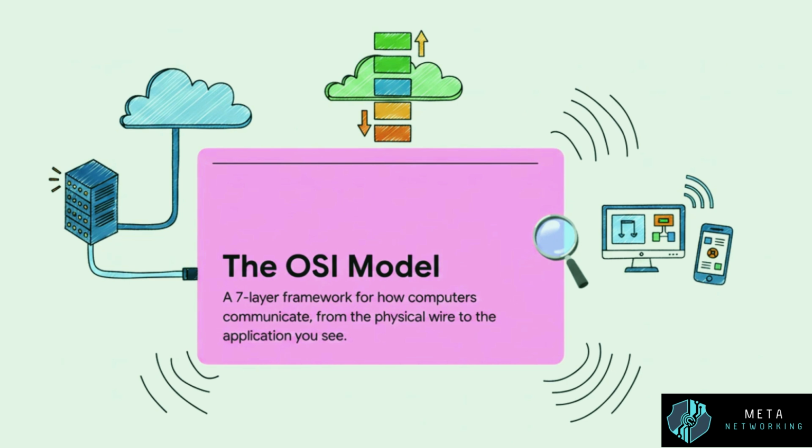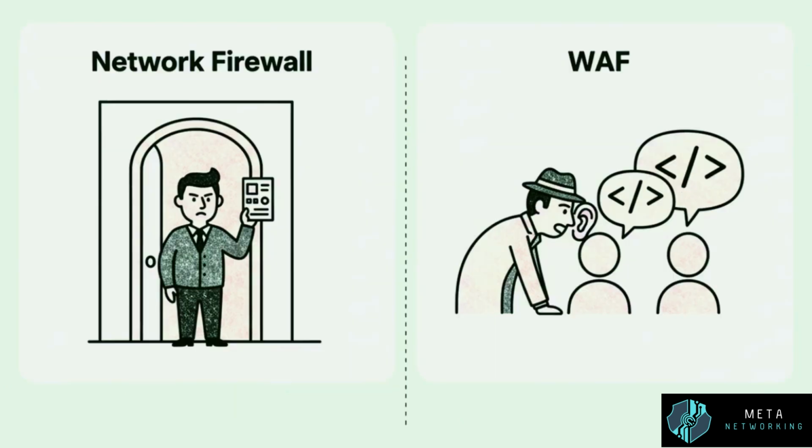To really get this, we have to take a quick peek at the rulebook for how computers talk to each other. It's called the OSI model. It basically breaks down all of network communication into 7 distinct layers. Now don't worry, we don't need a deep dive on all 7, but the difference between a couple of them is absolutely crucial here. And this right here, this is the whole game.